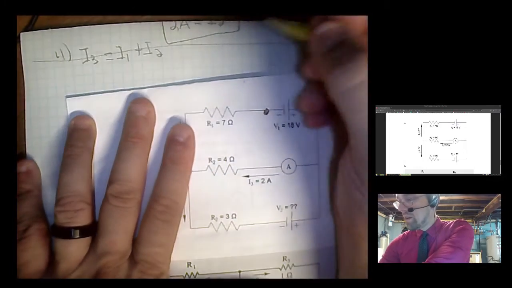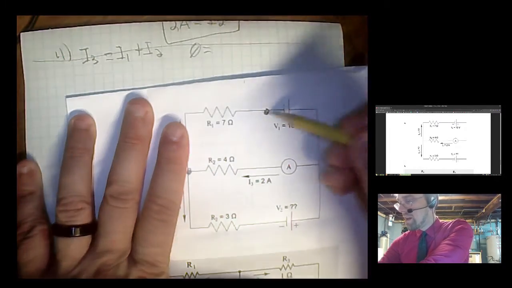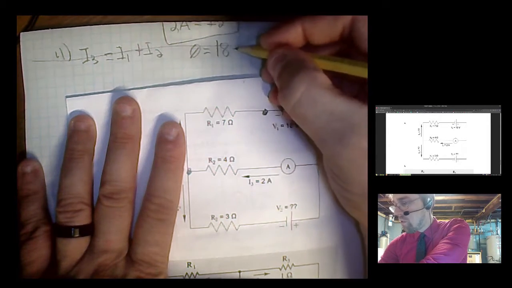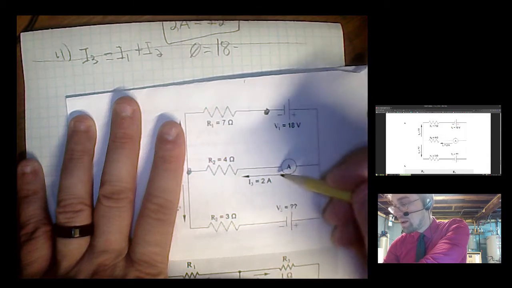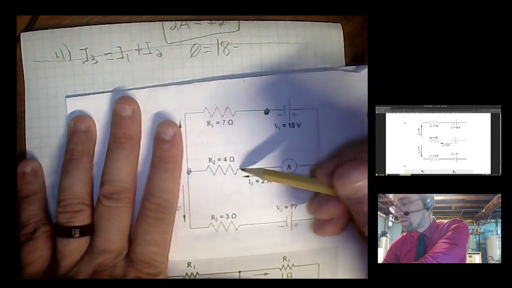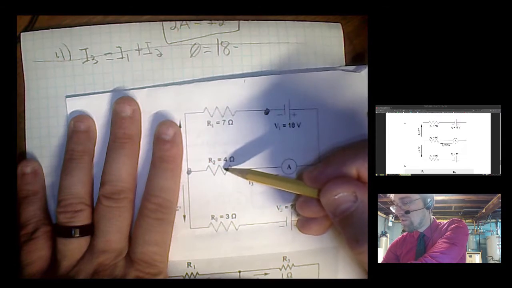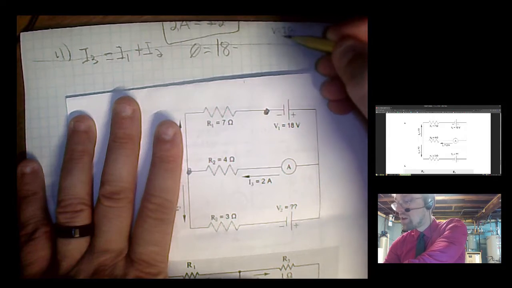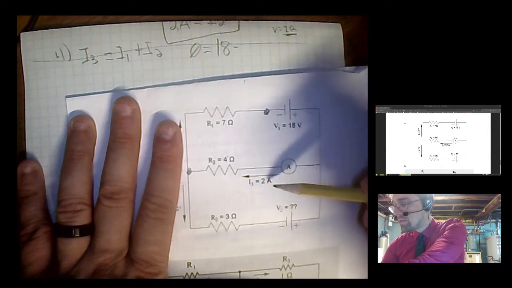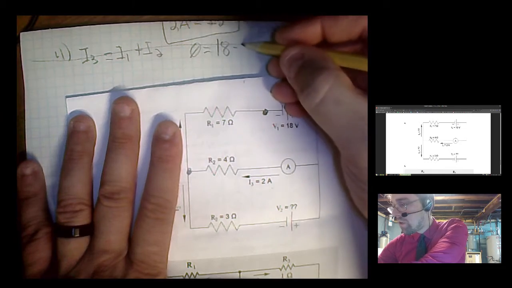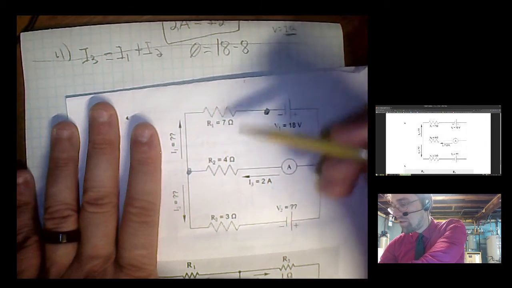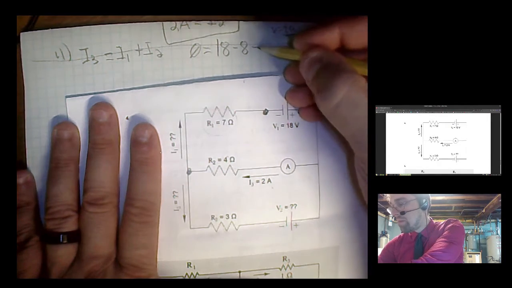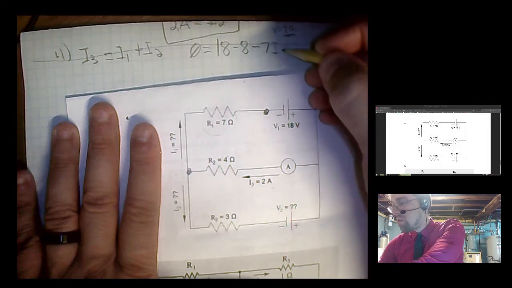So let's see, we get 0 equals, we're going to kick up by 18 volts. Minus 4 ohm, I'm moving with I3 here, which is 2 amps. So if I'm moving with the current, that resistor is a voltage drop. V equals IR to find that voltage drop. 4 ohms times 2 amps, 4 times 2 is 8 volts. So we're going to subtract 8 volts there. I'm moving with I1 now, so that's also a drop. Minus 7 I1, and then I'm back to start.